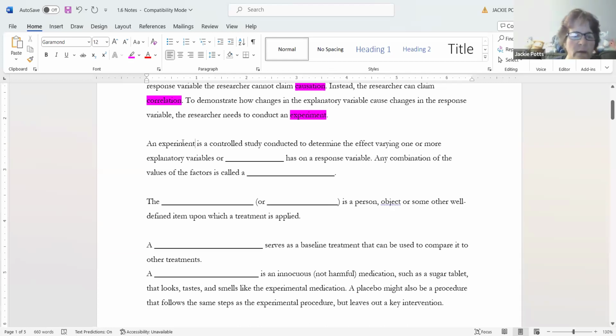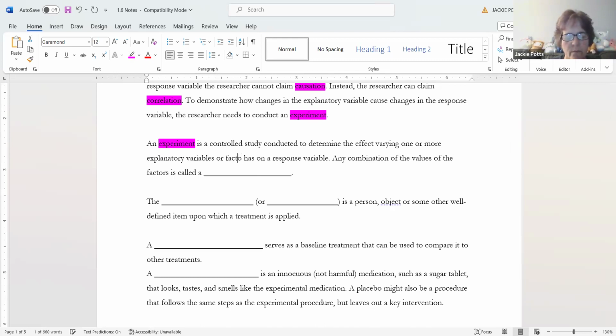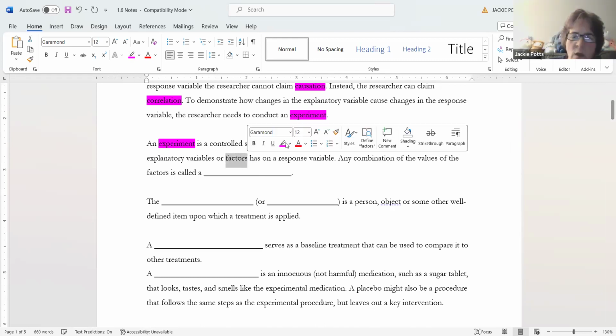An experiment, or designed experiment, whichever, is a controlled study conducted to determine the effects that varying one or more explanatory variables or factors have on a response variable. I'm still just going through some basic terminology.